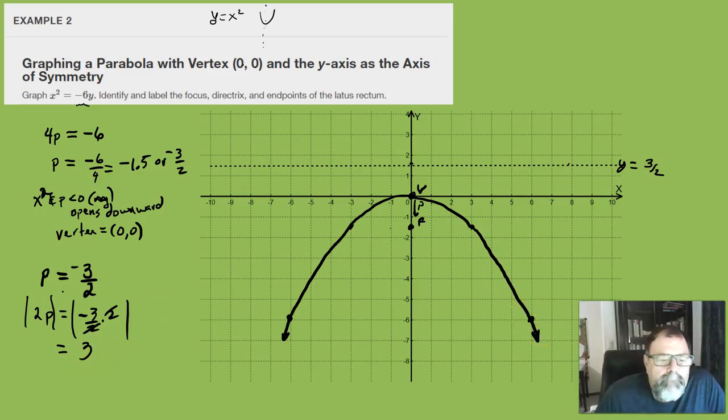Okay, and they want us to label the focus. So what is the focus? So this would be 0, negative 1.5, or negative 3 halves. The directrix, I already labeled that one. And the endpoints of the latus rectum: this point would be 3, negative 3 halves. This one would be negative 3, negative 3 halves.